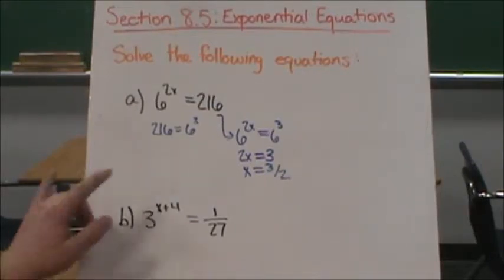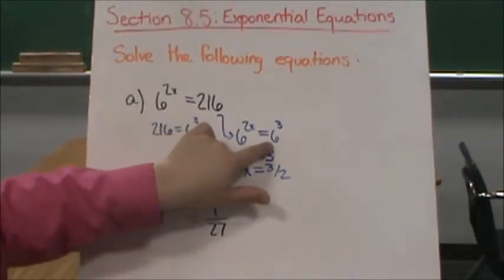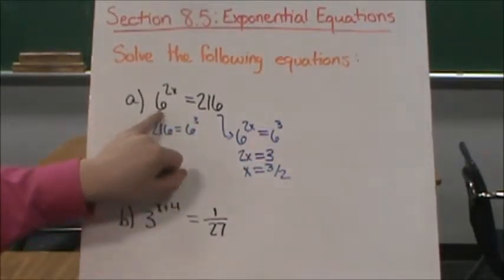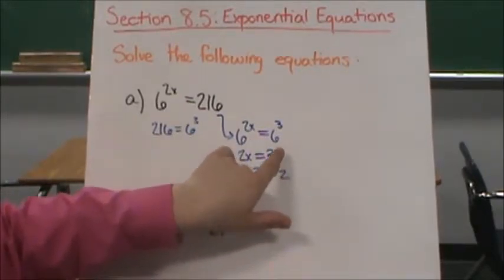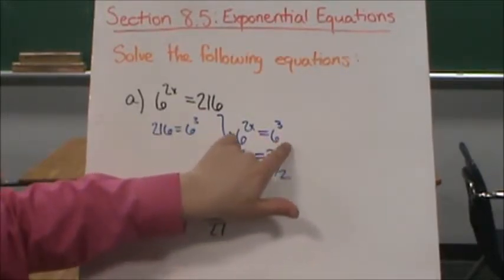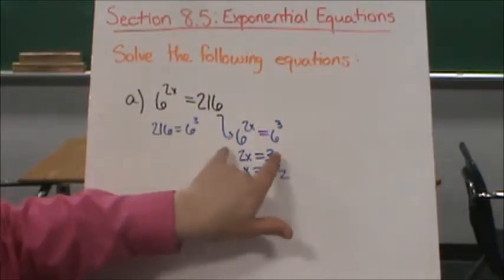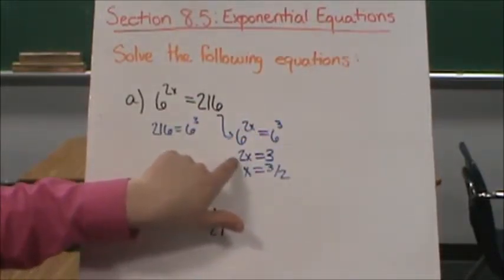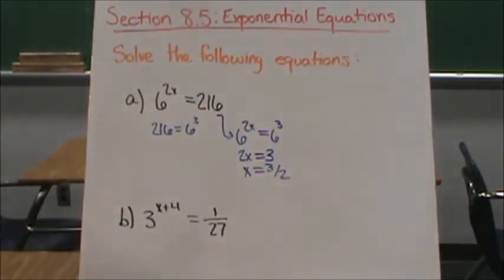That's by rewriting both sides with the same base, rewriting 216 as 6 cubed, and leaving 6 to the 2x alone, setting them equal, and then noticing that if 6 to the 2x really does equal 6 to the third, then the exponents have to be equal as well. So you set the exponents equal, and you get 2x equals 3, divide by 2, and you get x is equal to 3 halves.